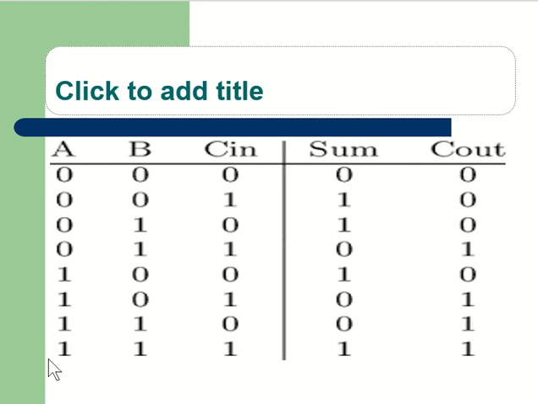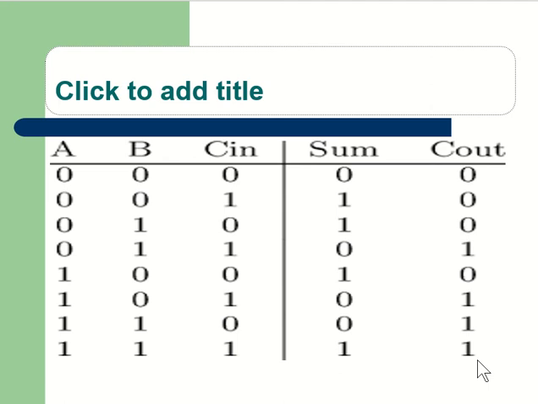And the last case wherein all the three variables are equal to 1, that is A is equal to 1, B is equal to 1, C in is equal to 1. So 1 plus 1, we are going to get 1 0. To that we are going to add 1, which results in sum is equal to 1 and carry is equal to 1. I repeat, when we add three variables which are equal to 1, it is going to generate carry equal to 1 and sum is equal to 1.